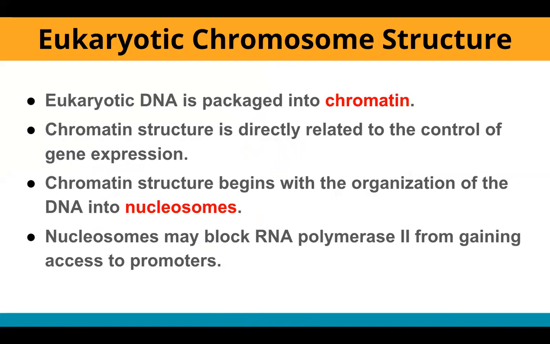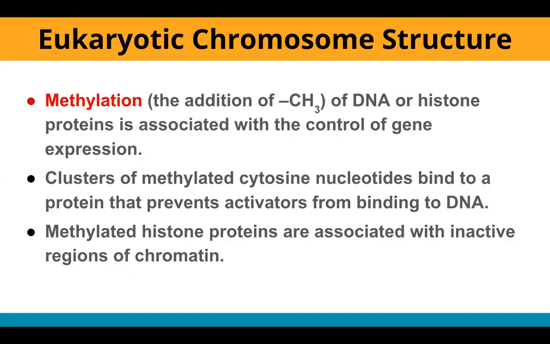Chromatin structure is directly related to the control of gene expression. Chromatin structure begins with the organization of DNA into nucleosomes, and the organization of nucleosomes may block RNA polymerase from gaining access to promoters, thus providing one way of regulating gene expression.